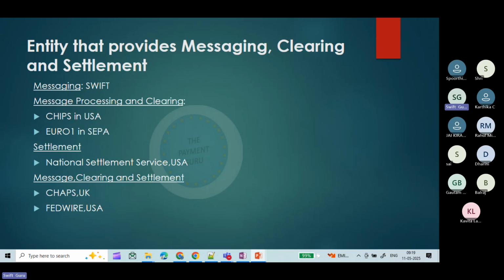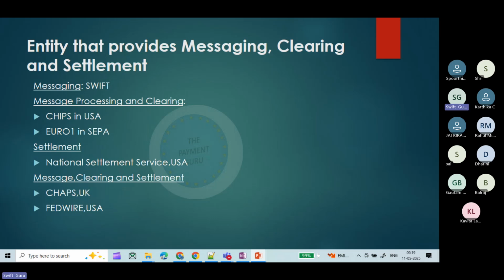Another example where message processing and clearing both are done by an entity or system is CHIPS in the United States, which does the message processing and also provides the clearing services, as do Euro and SEPA. For settlement, there is the National Settlement Service in the USA, which is under the Federal Reserve itself, which does the settlement for the respective settlement accounts within the respective Federal Reserves.